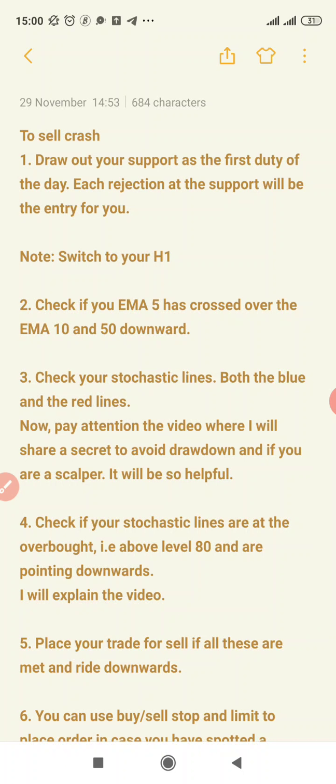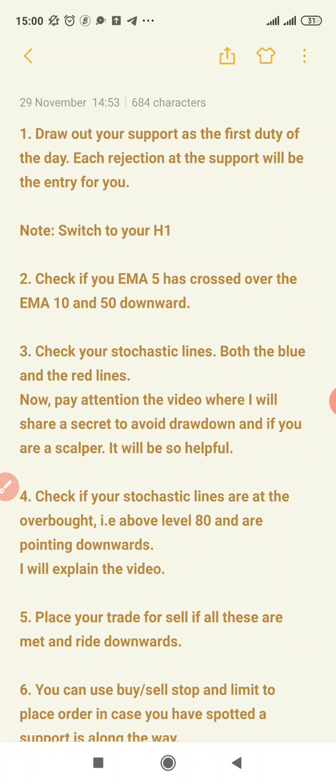Note, switch to H1. That means all of your analysis will be done in H1. This does not work with M15 or M5 or even the weekly or monthly. Just switch to H1.